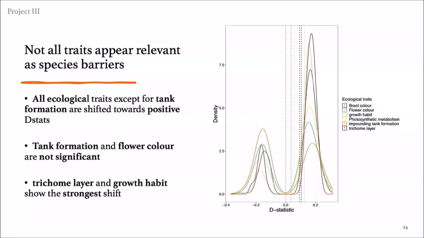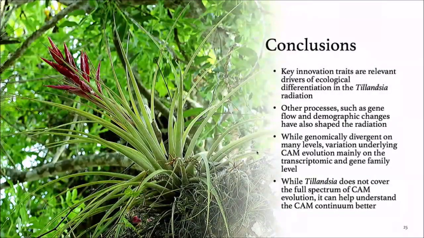Okay, so with that, I would like to conclude my talk. I think the 3 projects indicate that key innovation traits, especially CAM photosynthesis, are relevant for this radiation and play an important role. We've seen that we have differences in how well adapted a species is to drought. We see this effect of gene flow and potential species barriers. But other processes seem to also have shaped this radiation and need a closer look, such as demographic history and also gene flow.